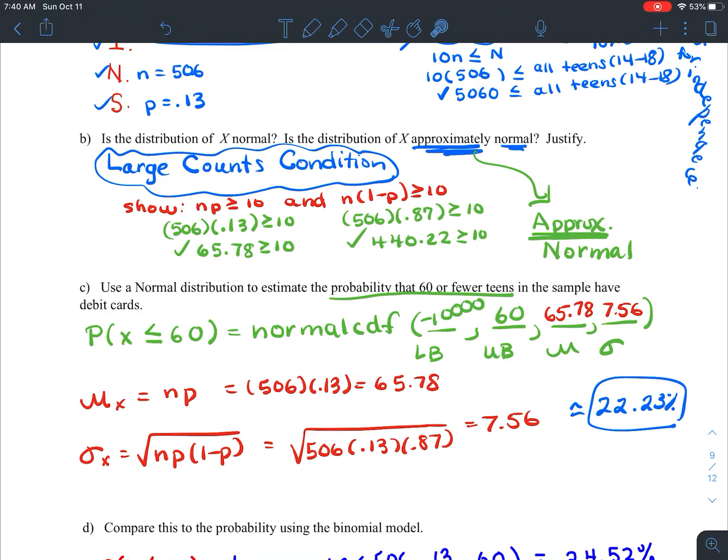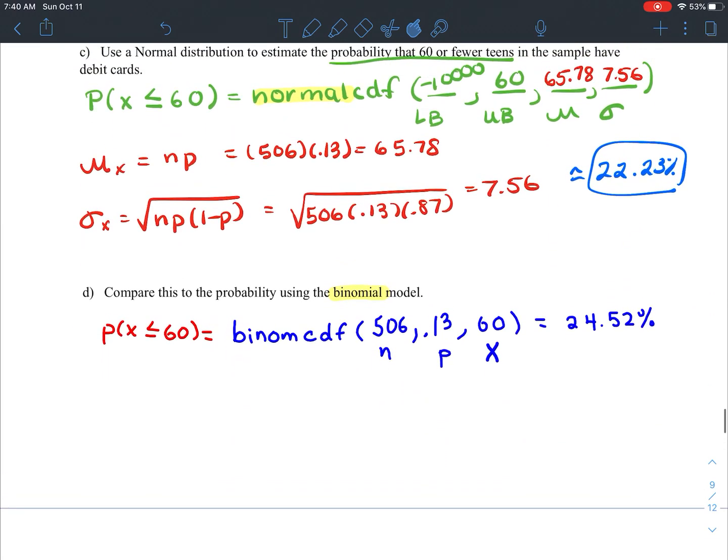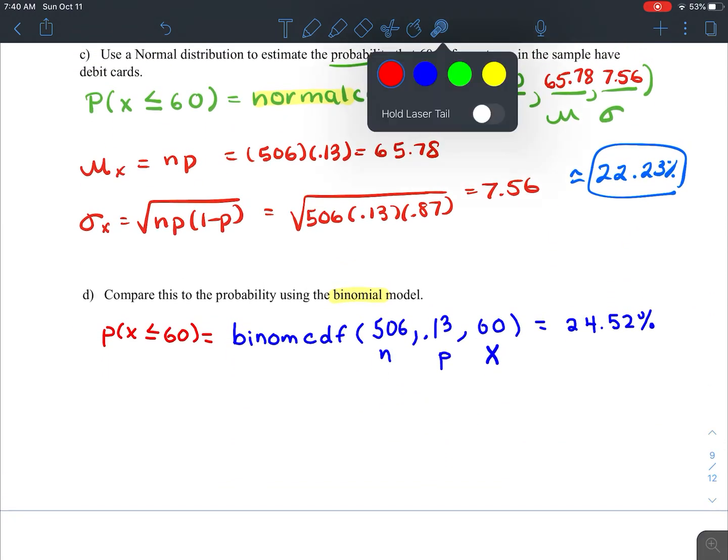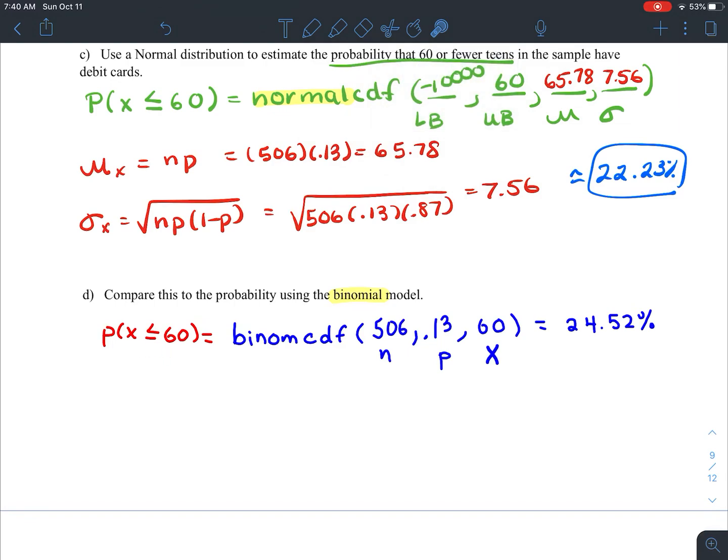Now, the next part asks you to compare this answer, when we used the normal CDF feature, to the answer we would get if we used the binomial CDF feature. Obviously this is a less than or equal to, which is really what the binomial CDF feature is designed to calculate.